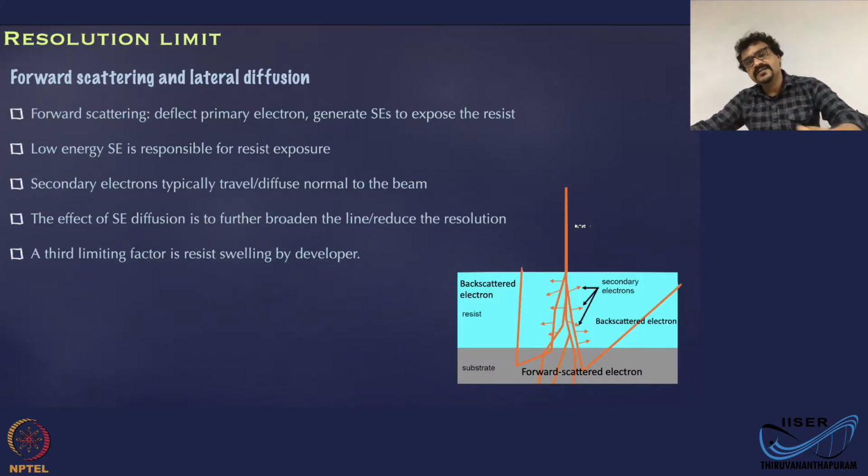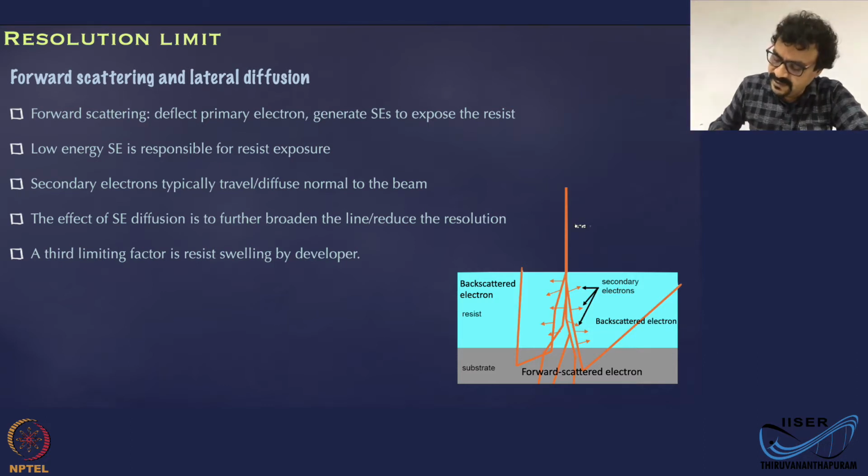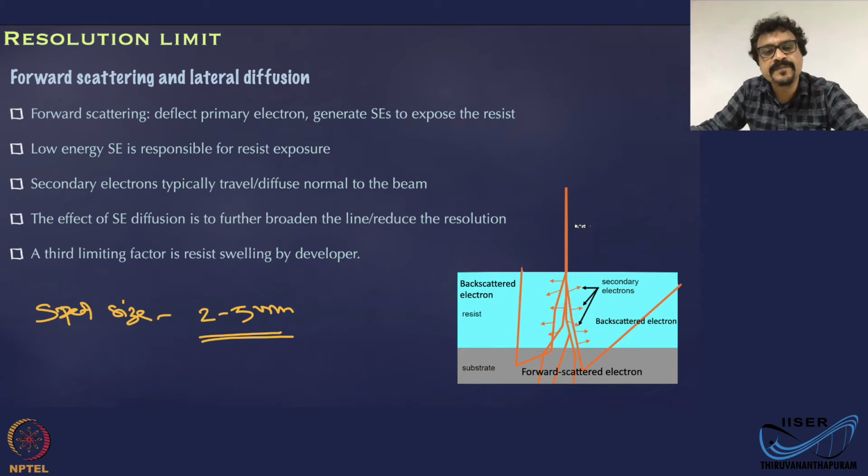So let's look at what limits the resolution. We just now discussed that the spot size or the feature size that you can get with imaging is approximately a few nanometers. Spot size is maybe 2 to 5 nanometers. That's what you can get, okay? Now let's look at what limits the resolution. Okay. So mostly in a lab atmosphere, you can get patterns down to 20 nanometers without a lot of effort. But pushing below 20 nanometers requires a lot of extra care. Okay. So most of this resolution issue comes from the lateral diffusion of the secondary electrons.